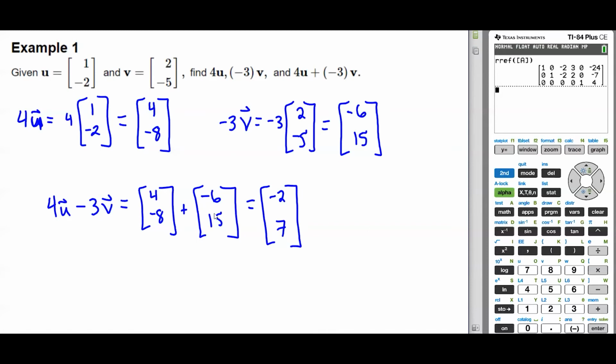So we only have addition and scalar multiplication, but if you multiply by a negative number as your scalar, then you get subtraction as well. Right? So this is the same as 4u plus -3 times v.